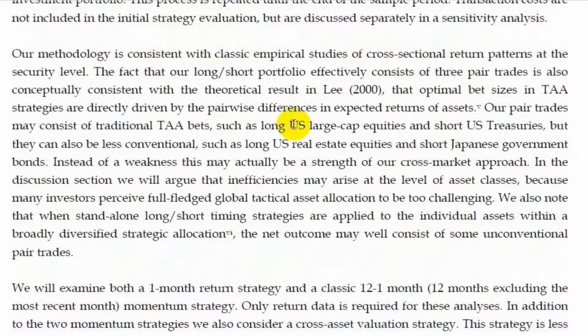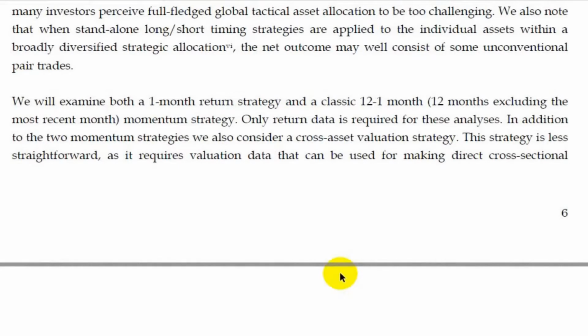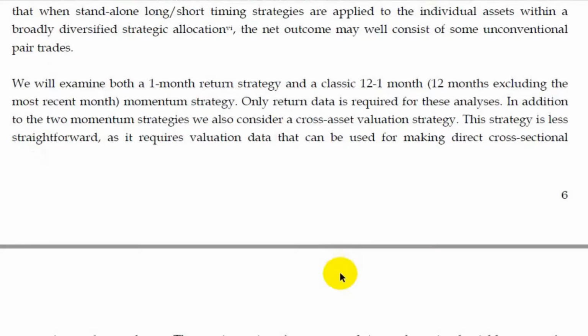But they want to warn that using a long-short strategy in this way might result in some odd pairings of longs and shorts. For instance, not the normal ones, like going long equities and short treasuries, but something odd like long U.S. real estate and short Japanese government bonds, which would be unusual, but could certainly turn out to be the case when allocating the portfolio in this way.